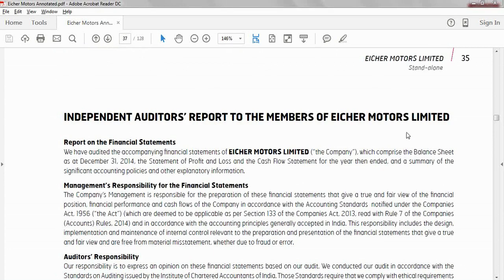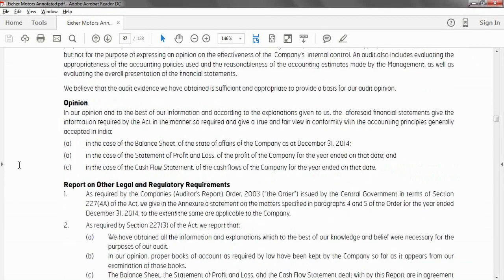37 you will have the independent auditors' report to the members of Eicher Motors shareholders. So reports on financial statements, auditors' responsibility, management's responsibility. What are their comments on this? Opinions. Usually they say that, in our opinion and to the best of our information, the aforesaid financial statements give the information required in the manner so required and give a true and fair view in conformity with the accounting principles generally accepted in India, right?